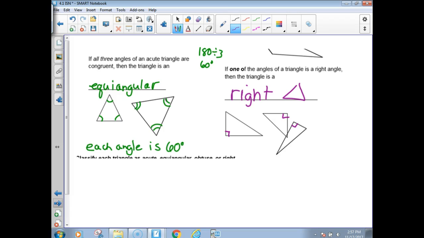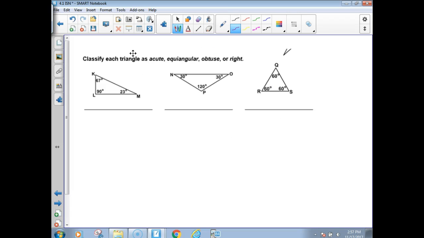Now we're going to classify by angles. It says classify each as acute, equiangular, obtuse, or right. So we have 4 choices. There's a 90-degree angle, so this one is a right triangle, and you can just write right. This one has a 120-degree angle, so it's obtuse. And this one has all angles the same, so it's equiangular.